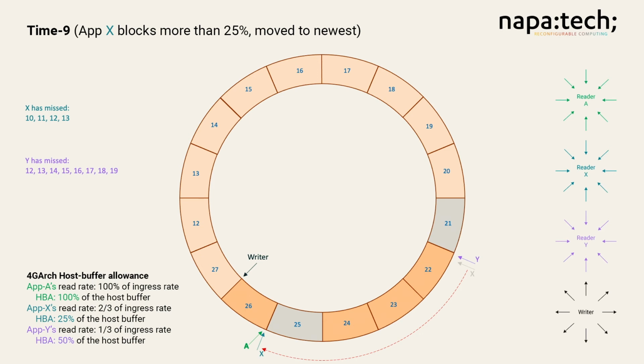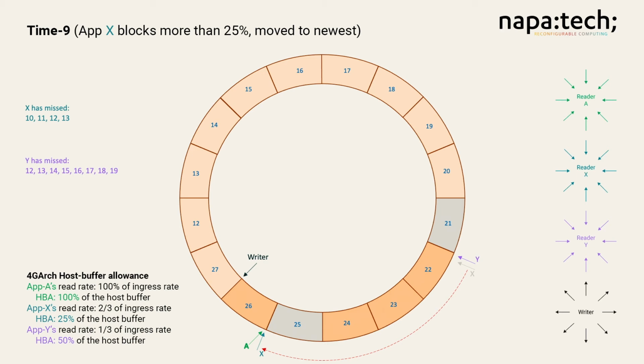The writer has filled 3 more segments and is starting on segment 27. Application A continues to follow along, whereas application X and application Y are slower. Application X and application Y both request to read their next segment, segment 22, but since application X is now blocking segments 22 to 26, which again is more than the allowed 25%, the segment that application X gets for reading will be segment 26, the newest segment.